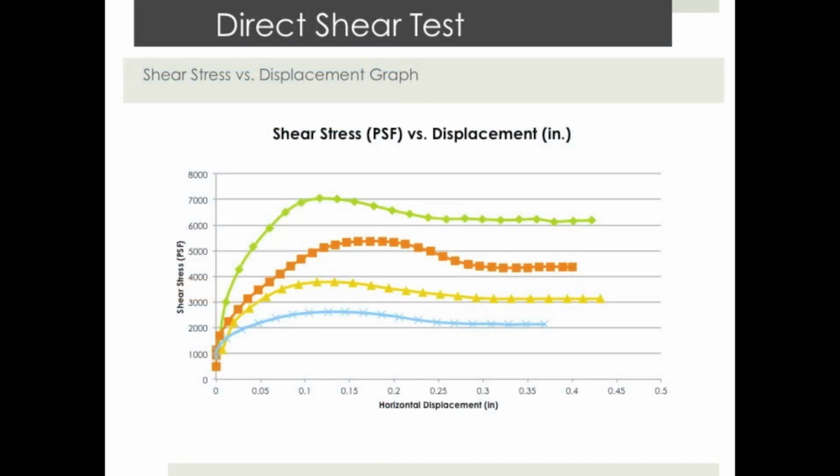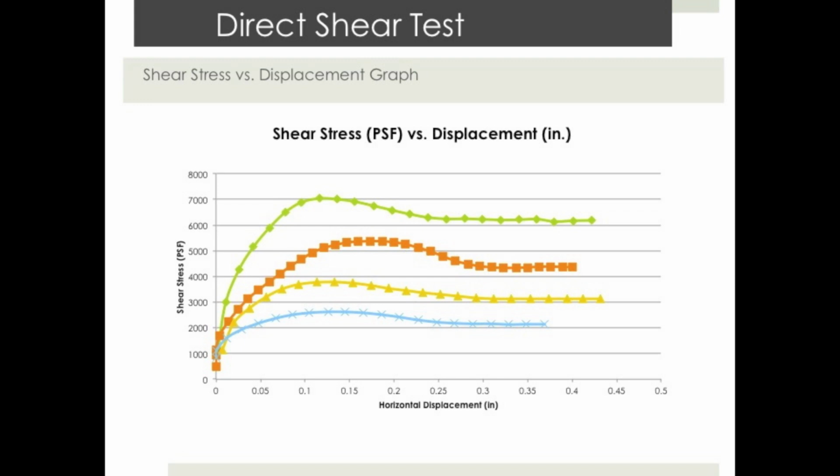For the 4 runs, we combine the shear stress displacement data, producing this plot. The green data set corresponds to a normal stress of 7,826 pounds per square foot. The orange data set corresponds to a normal stress of 4,695 pounds per square foot. The yellow data set corresponds to a normal stress of 3,130 pounds per square foot. And the blue data set corresponds to a normal stress of 1,565 pounds per square foot.